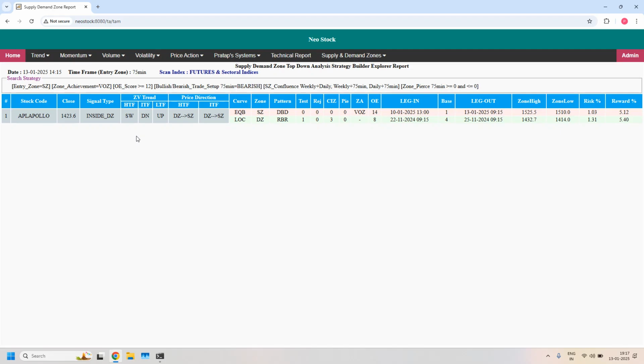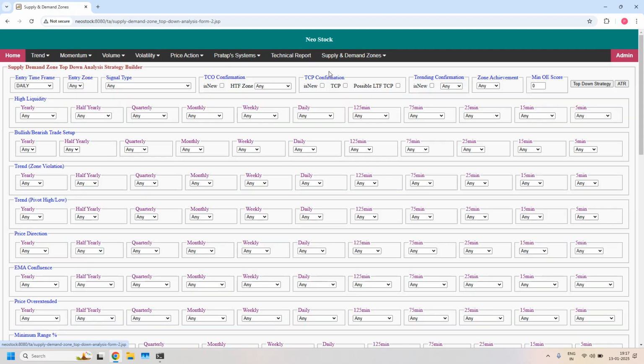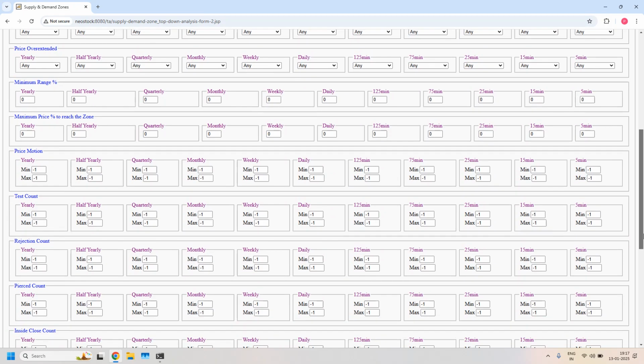Okay, this is about bearish trade setup, weekly income trade. Next, bullish trade setup, daily income trade. Entry time frame is 15 minutes. Entry zone is demand zone. In bullish or bearish trade setup at 15 minutes time frame, I am selecting bullish. 15 minutes demand zone should not be pierced.